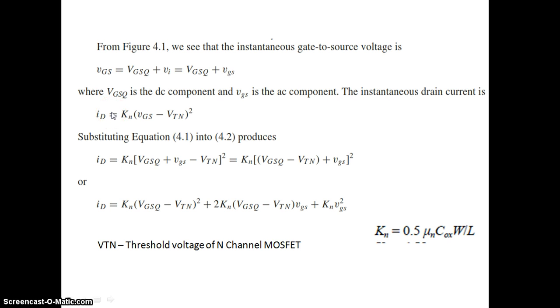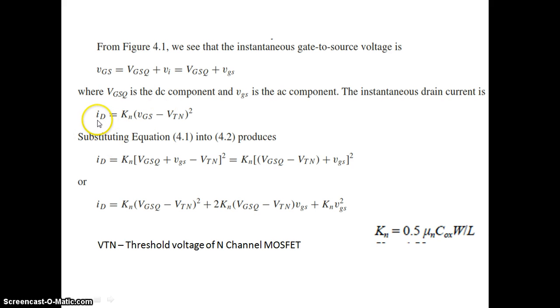ID equals Kn times (VGS minus VTN) the whole squared, where VTN represents the threshold voltage and N indicates the N-channel MOSFET. So this is the expression for ID, where Kn equals 0.5, or 1 by 2, mu N COX times W by L. W and L are the width and length of the channel. COX, as we know, is the oxide capacitance. Mu N is the mobility. So this is the expression for the constant Kn.